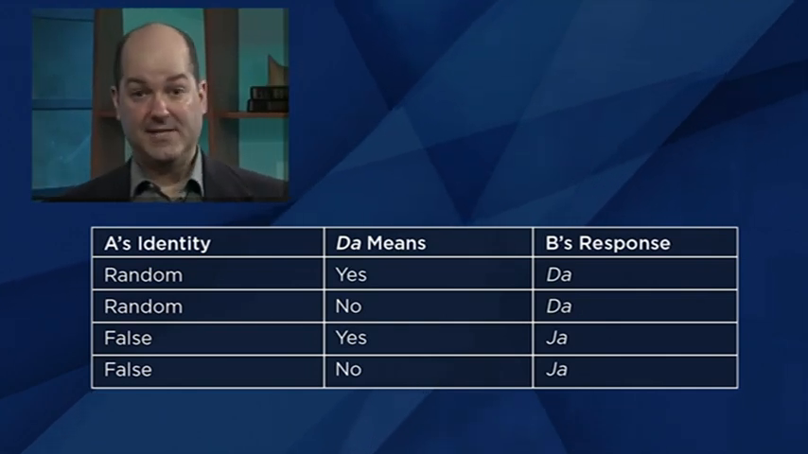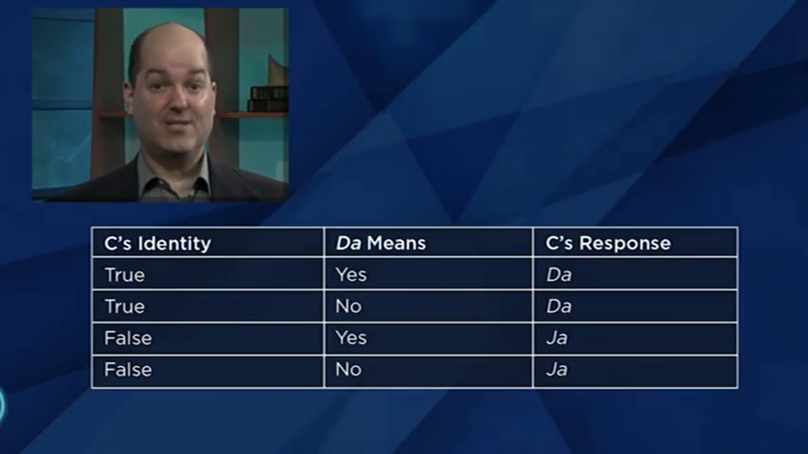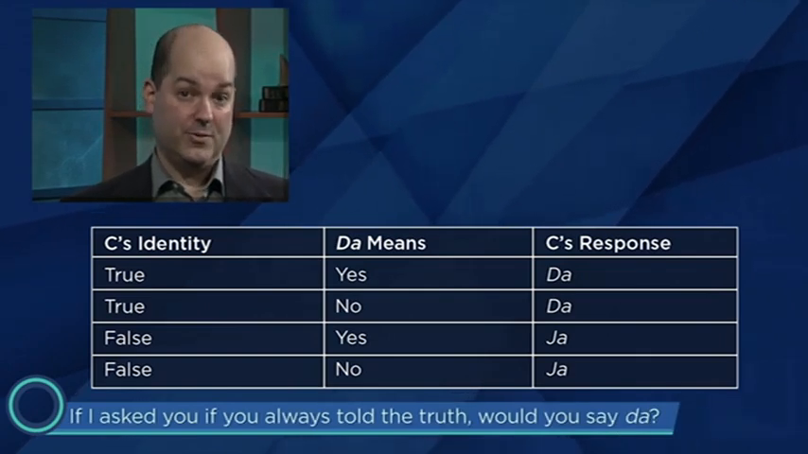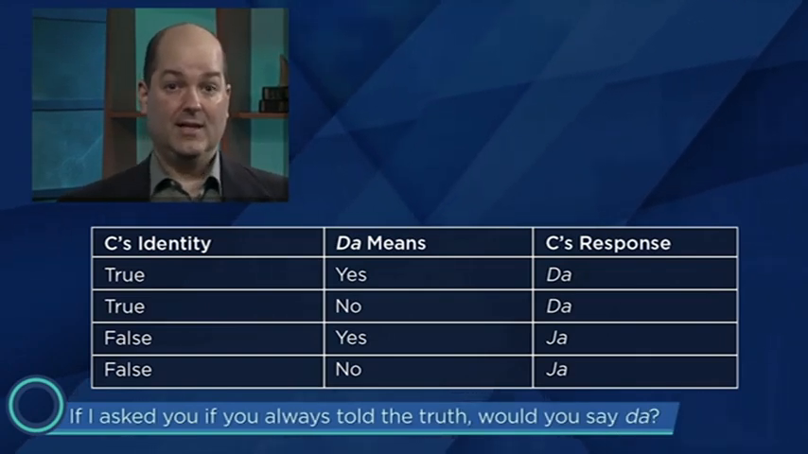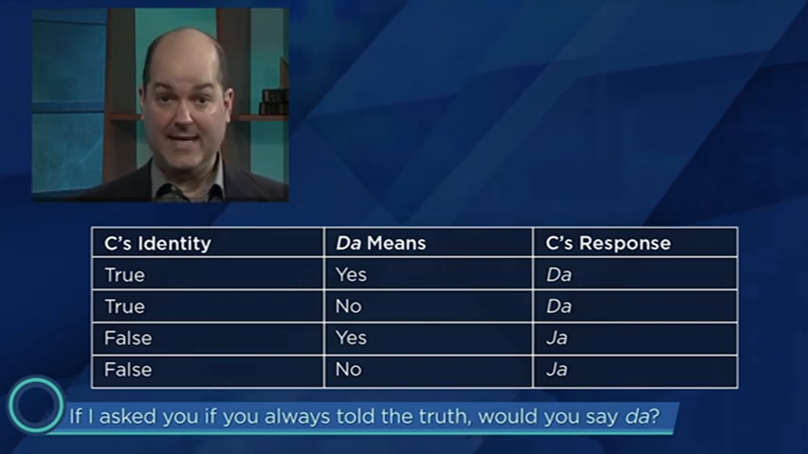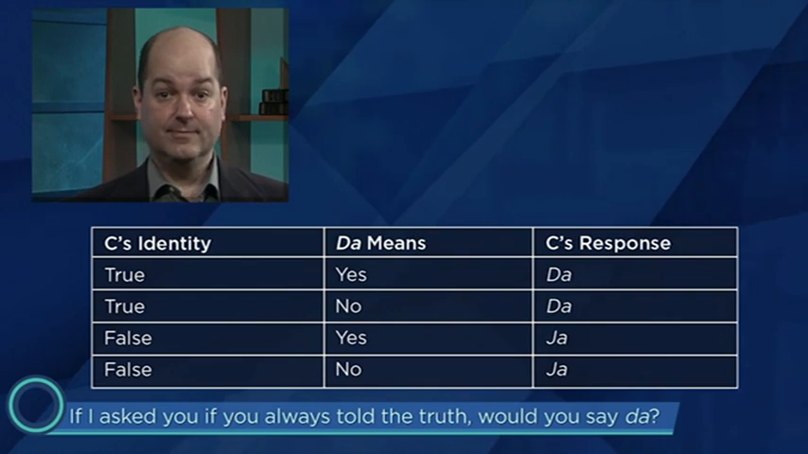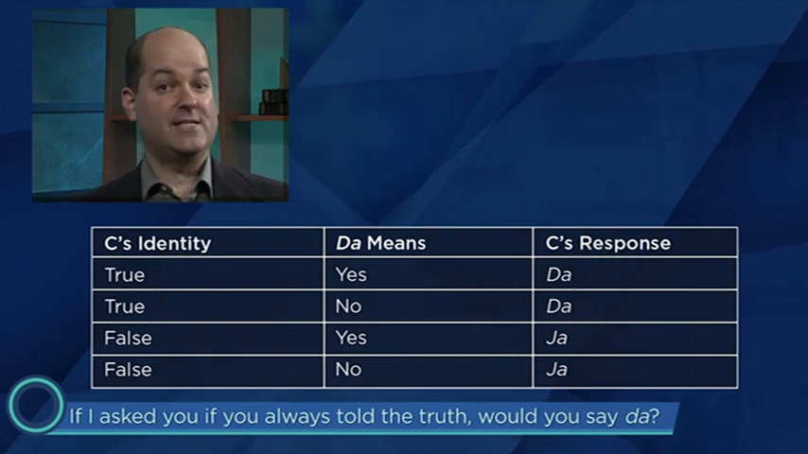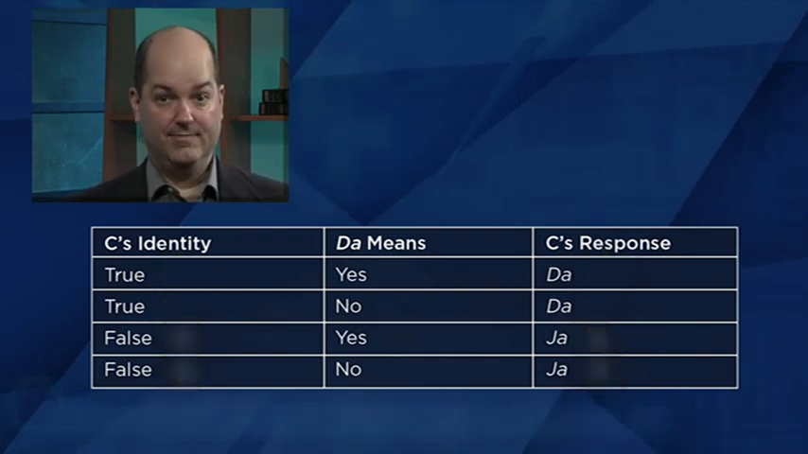Let's suppose that God is C. Roberts now suggests asking C, if I asked you if you always told the truth, would you say da? This question will tell us whether or not C is true. The possible cases are shown in this table. A response of da means that C is true, and a response of ja means that C is false.